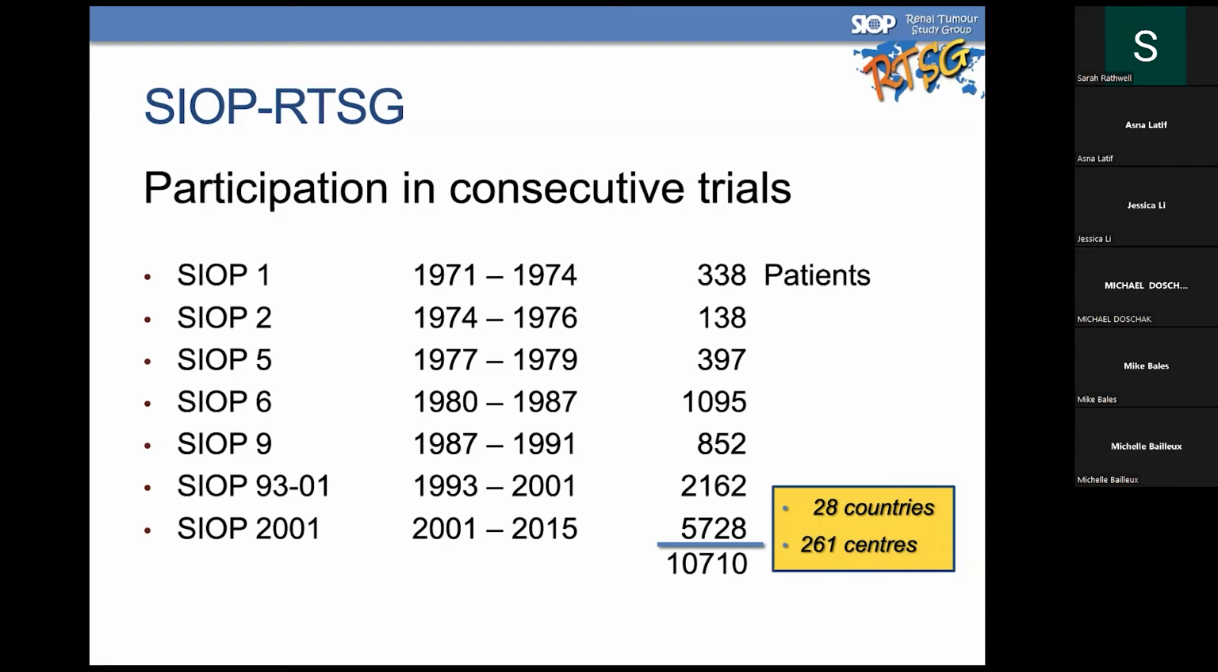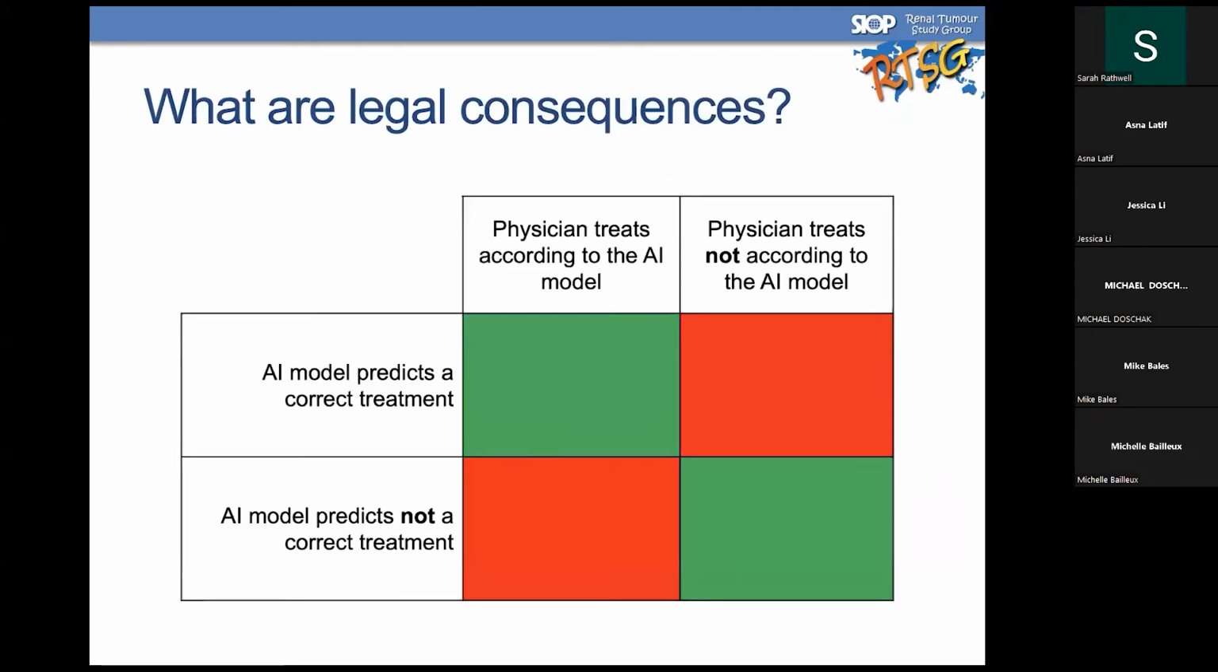Japan wants to join us. So we have a very international study group now to really put all these data together. And the more we put them together, the more we have to look also at the quality of data. But there are also other legal consequences.